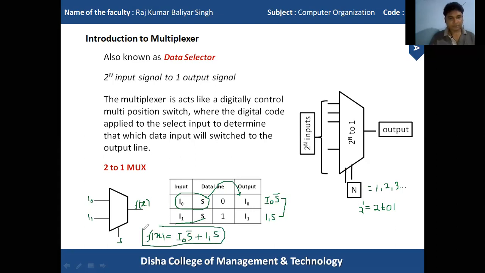That means f of x can be determined by just the combination of s0 and the inputs to this 2 to 1 mux, and from this f of x we can make a digital circuit which functions like a 2 to 1 mux. That means the digital circuit receives two input values and produces a single output value.